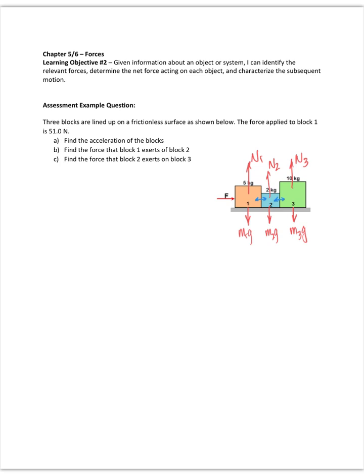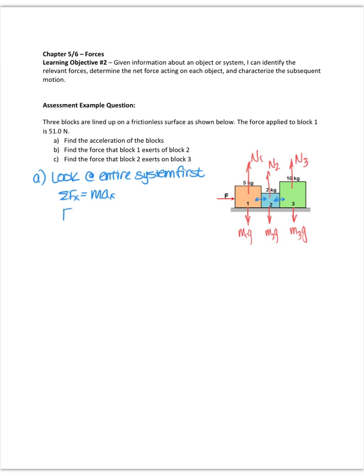So let's get started. For part A, we want to find the acceleration of these blocks. They're just being subjected to a single force of 51 newtons. So I'm going to look at the entire system, and that means all three blocks together. I'm looking at the forces in the x direction. Oh, and I did make this a little simpler. I didn't deal with any friction.